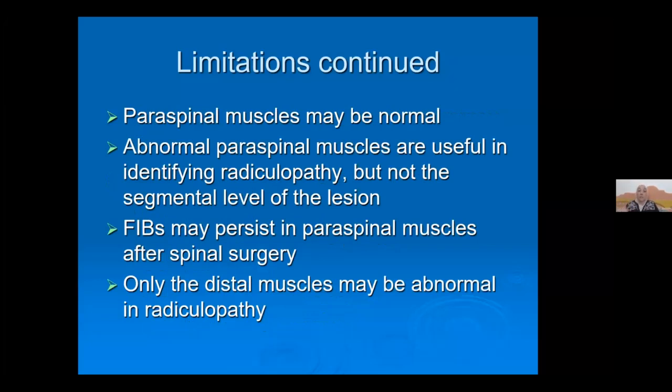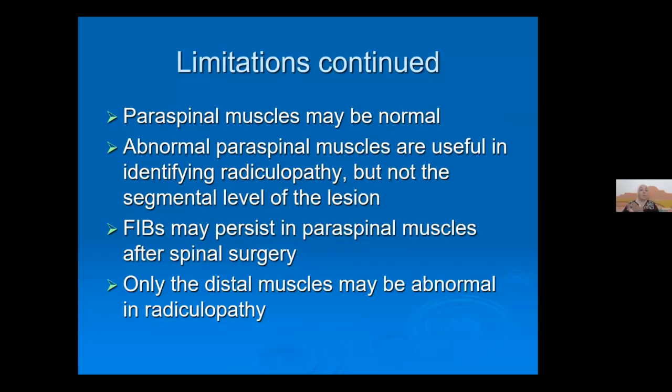Paraspinal muscles may be normal in some cases. Abnormal paraspinal muscles, as we said, are very useful in identifying radiculopathy, but they won't help in the segmental level of the lesion due to overlap of their innervation. Fibs may persist in paraspinal muscles after spinal surgery, as we said before.